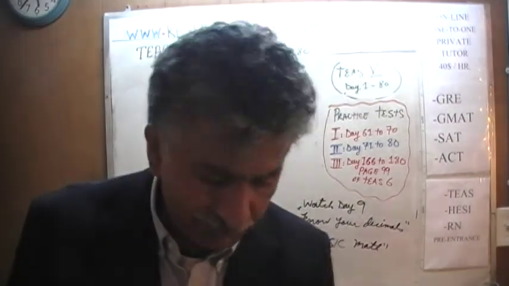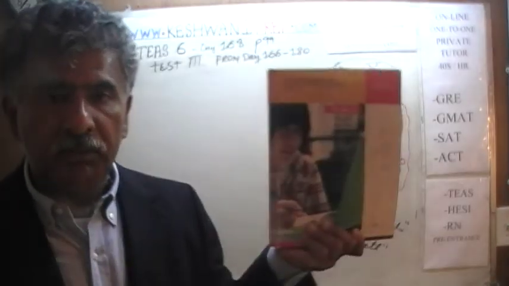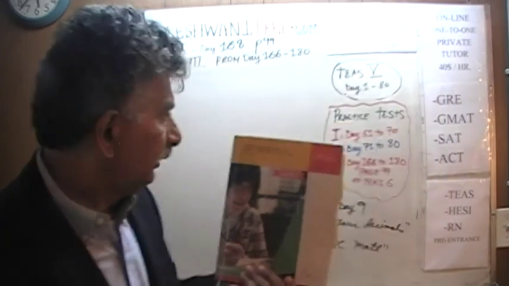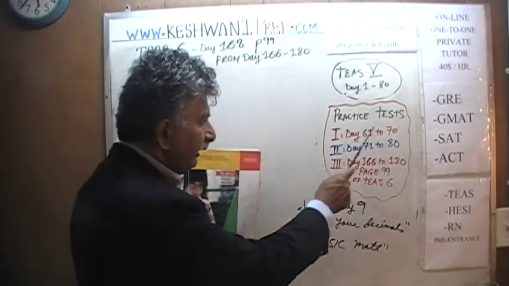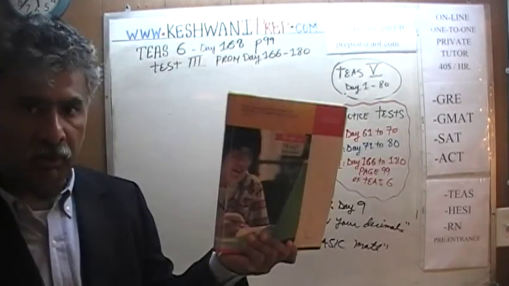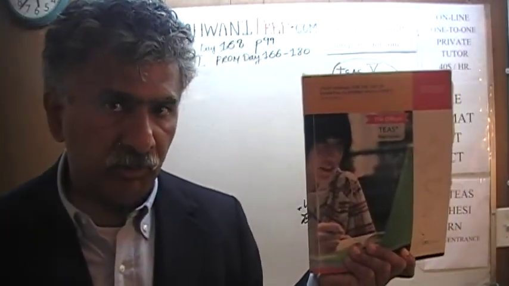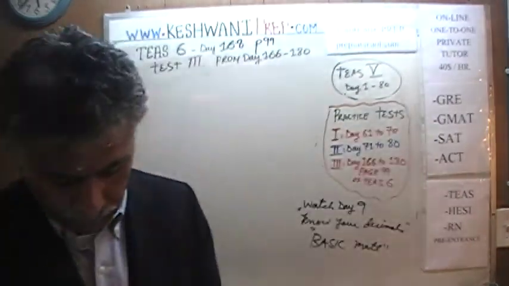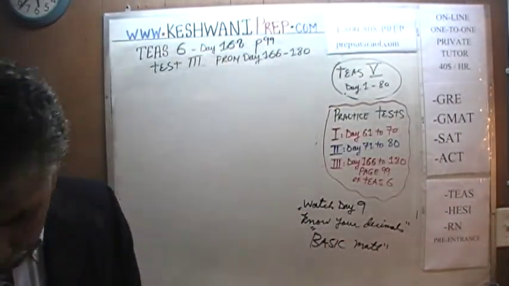There were two other complete tests that we did that appeared in the previous edition, and you will find the solutions to all the problems in those two tests from day 61 through 70, exam number 1, and test 2 from 71 through 80. If you're interested in solving all the math problems from this book, you will find the solutions to all of them from day 1 through 80. Let's get going. Question number 5 is what we're going to work on.